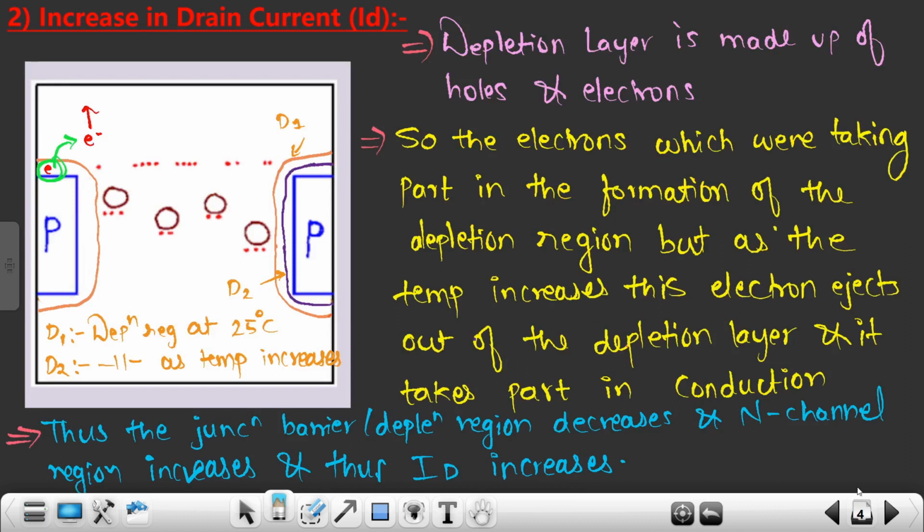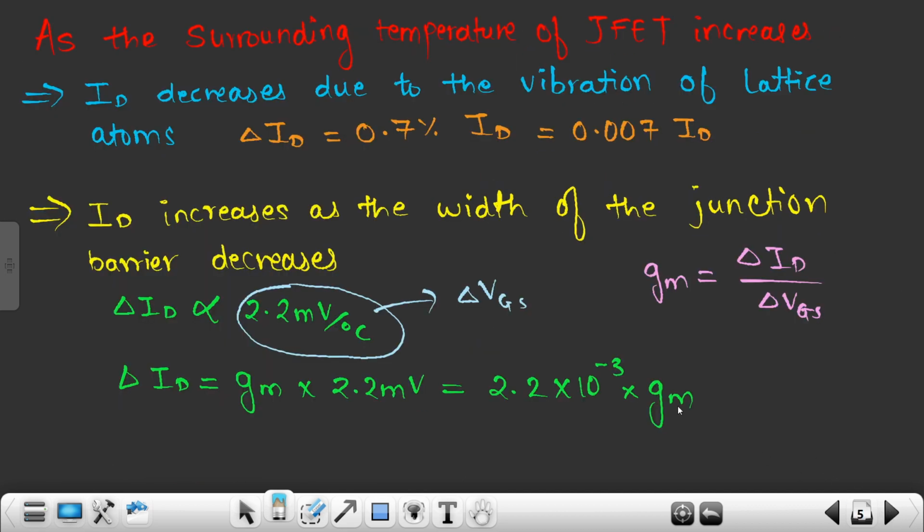But at the same time another phenomenon happens, that is increase in drain current ID, and this is because, as we had already seen, the electrons which are present in the depletion layer, or rather which take part in the formation of the depletion layer, decrease and eject out of that particular depletion layer, and take part in the conduction, right? Due to which the current ID also increases. Okay, so these two phenomena take place at the same time, right? So this is what we saw, and at the end we also saw this, that is the decrease in current ID, it is 0.7% per degree Celsius.